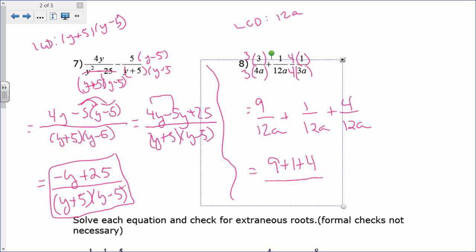Oh, my bad. That's a minus sign there. And that's a minus sign over 12a. So 9 plus 1 is 10, minus 4 is 6 over 12a. And that reduces by a factor of 6, so it's 1 over 2a.